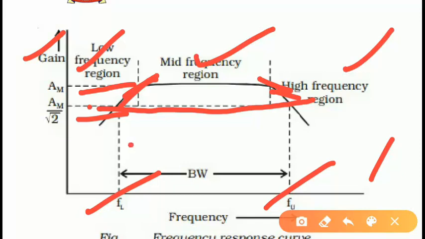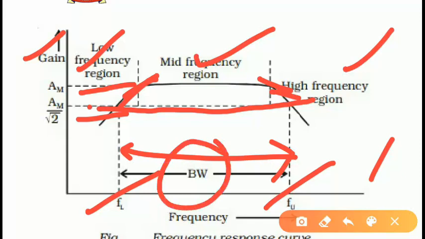The difference of high frequency cutoff and low frequency cutoff is known as bandwidth. So we can calculate the bandwidth of single stage common emitter amplifier by FU minus FL, or can say FH minus FL, that is high cutoff frequency minus low cutoff frequency. And this high cutoff frequency and low cutoff frequency come from this point. Clear?